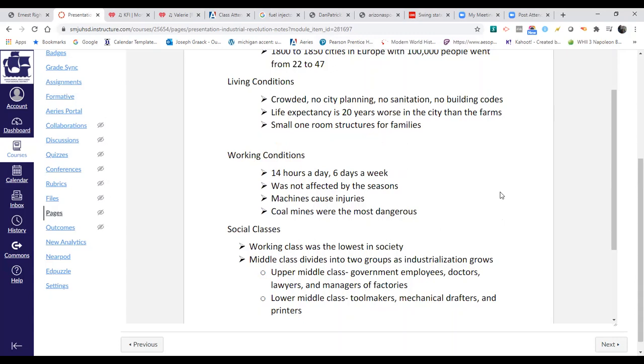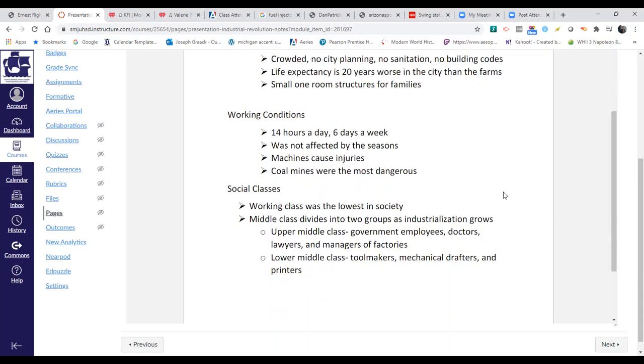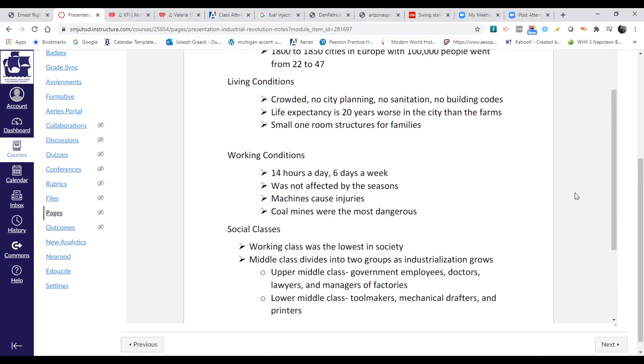Well, when you have this population movement into the cities in Europe, you have a new class. You have a working class. You have a social class. It's what we in the United States used to call the middle class. So this working class ends up being the lowest class in society now, right? The middle class that is created divides into 2 groups as industrialization starts to grow. You have an upper middle class, which would be government employees, doctors, lawyers, managers of factories. The lower middle class is going to be your tool makers, your mechanical drafters, your printers, basically the people that work in and out of society, right?